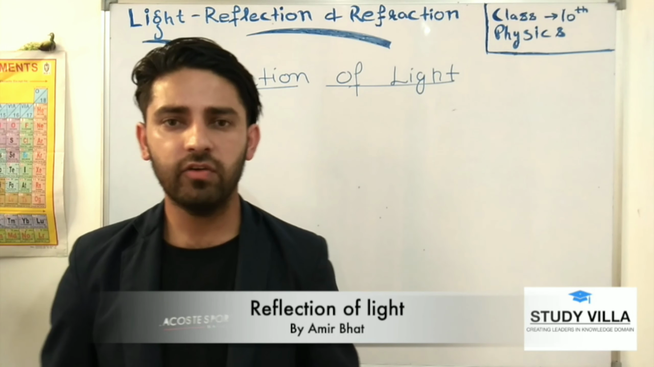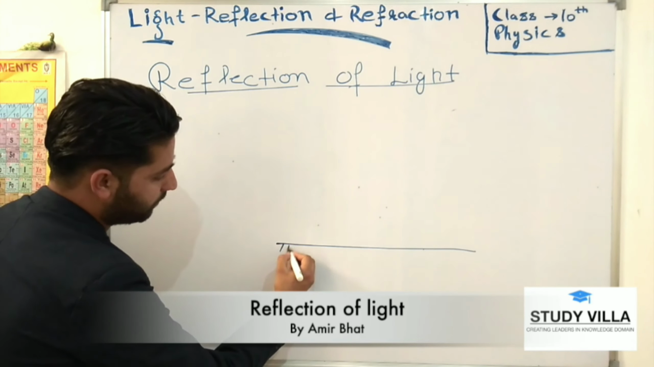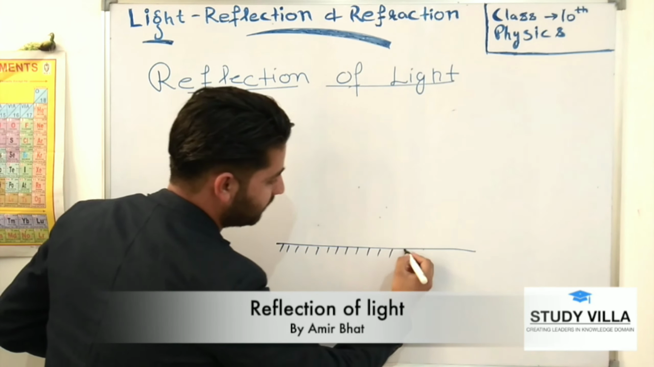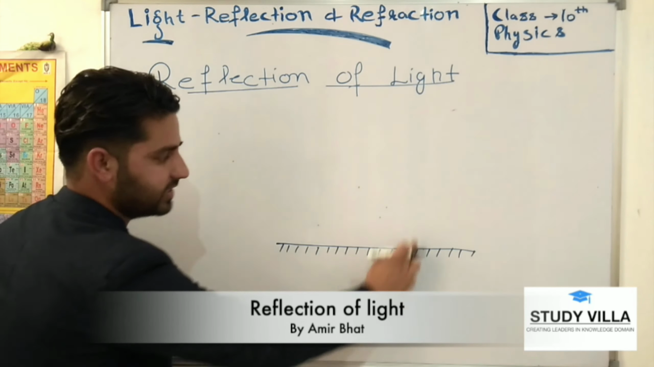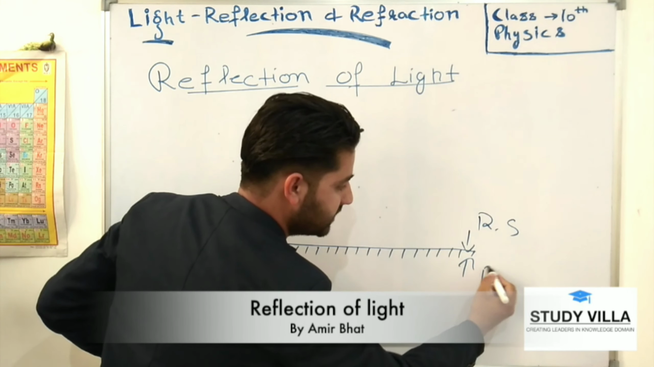So what is incident ray? Let us suppose we have taken here an object. Let us suppose we take a mirror which is polished from one end. This is a plane mirror. This is the polished surface and this is the reflecting surface of the mirror.